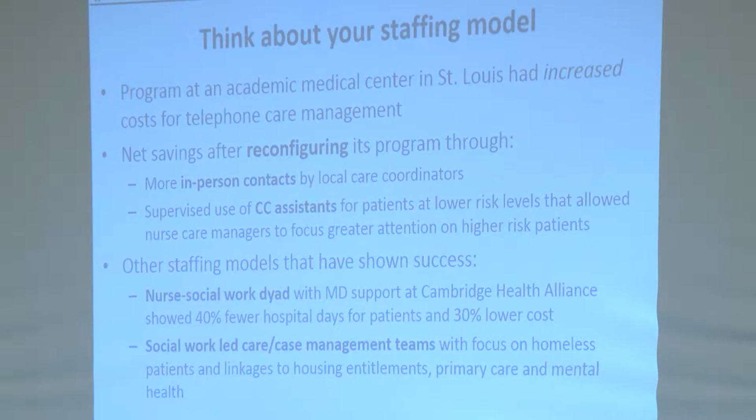Other staffing models have shown success, and there are a lot, I just put a couple up here. Cambridge Health Alliance, I don't know if you know them, they're great, they have a fantastic toolkit. If you've never seen it, you should Google it, Cambridge Health Alliance Team-Based Care Toolkit. It talks about care management and care coordination. They use a nurse and a social worker dyad who goes out into the community and works with the MD. They showed a big reduction in hospital stays and cost. And then there are specific teams focused on homeless patients with linkage to housing, primary care and mental health.